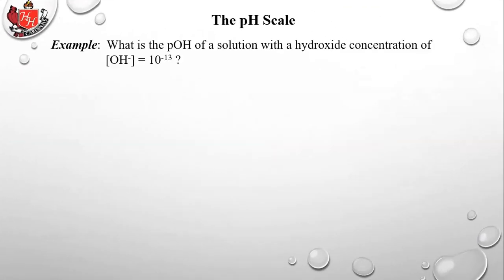So what is the pOH of a solution with a hydroxide ion concentration of 10 to the negative 13th? So there it's pOH equals the negative log of 10 to the negative 13th. And again, same thing. Log of 10 to the negative 13th simply inverses and gives you the number negative 13. And then the minus sign in front of the word log reverses that to become a positive 13.